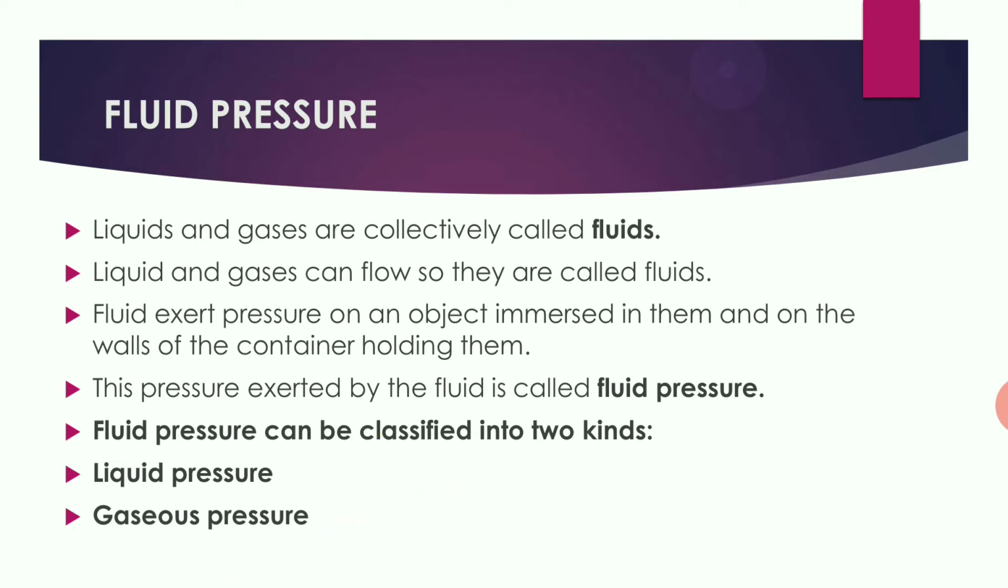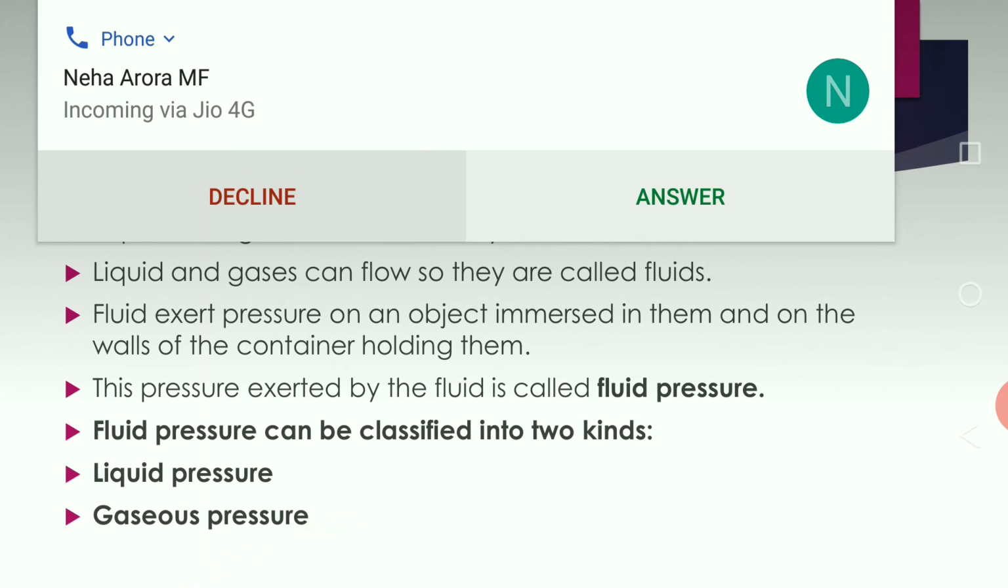So what are fluids? Fluids are liquids and gases. They are called fluids because they can flow. These fluids, that is liquids or gases, exert pressure on the object. This pressure exerted by the fluids is called fluid pressure. Fluid pressure is of two types: liquid pressure and gaseous pressure.